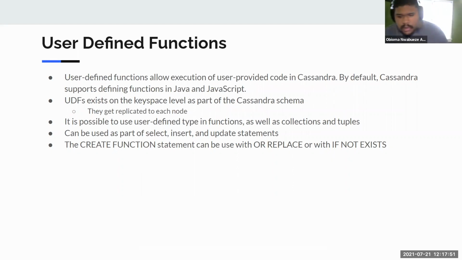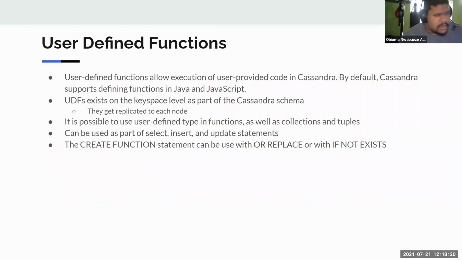So moving on a little bit to user-defined functions. They allow the execution of user-provided code in Cassandra. By default, Cassandra doesn't support user-defined functions at all, because you have to enable it in cassandra.yaml. But once you turn that on, you can use UDFs defined in Java and defined in JavaScript.